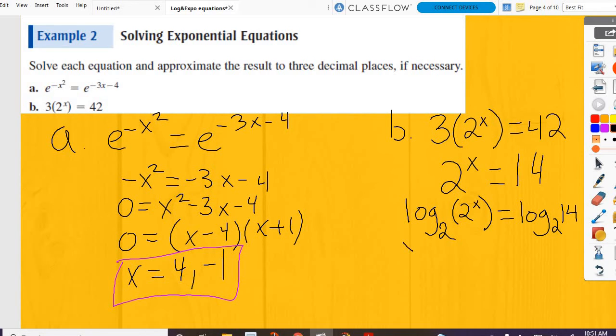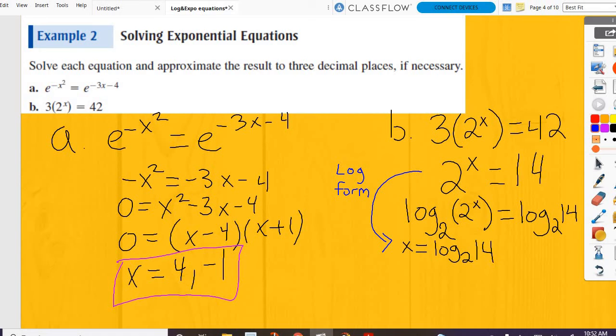So these undo each other, so we end up with x equals log base 2 of 14. Now, the other way that you could have done this, because this is a pretty straightforward exponential equation, you also could have just used your logarithmic form, right? So if we take 2 to the x equals 14 and convert to logarithmic form, we would have ended up with log base 2 of 14. Agreed?